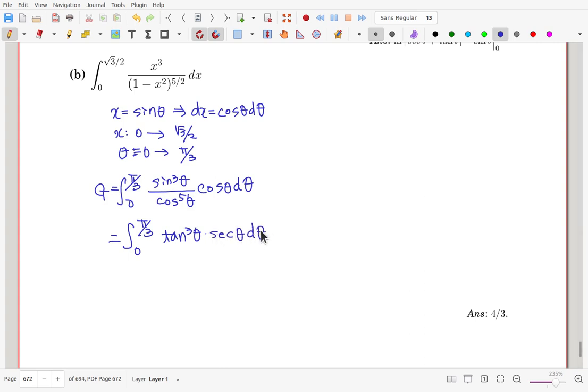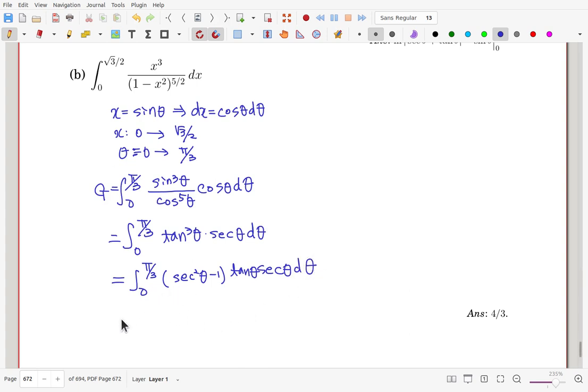Okay, that requires some trigonometric manipulation. Here, that one is tangent squared theta times tangent and sec. So from 0 to pi over 3, tangent squared can be written as sec squared theta minus 1, and then the remaining part is tangent theta and sec theta d theta, right?